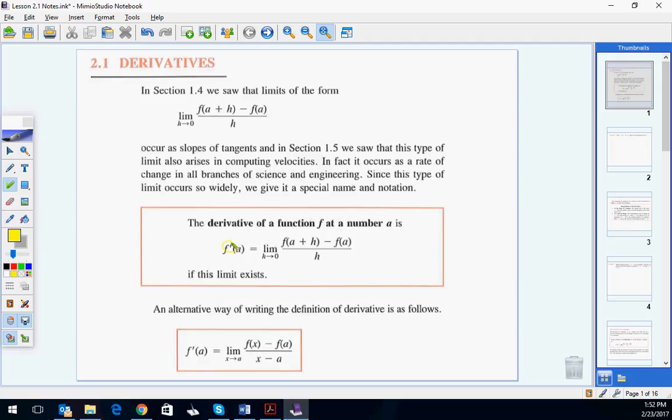If there's two of them, what do you think that means? Two derivatives, exactly, the second derivative, and we'll keep using that notation throughout the year. Okay, any questions?